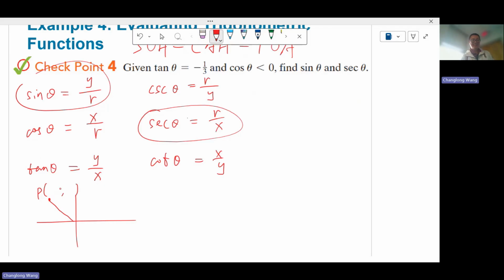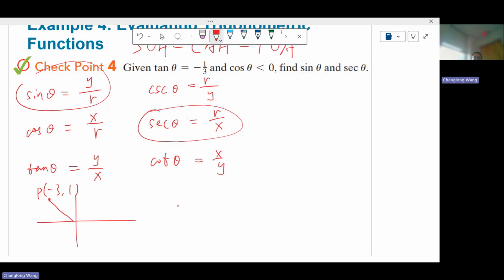All right, so I need positive y, and the y needs to be 1, and the x needs to be negative 3. Now it is right. So tangent is y over x, and indeed that's negative 1/3.